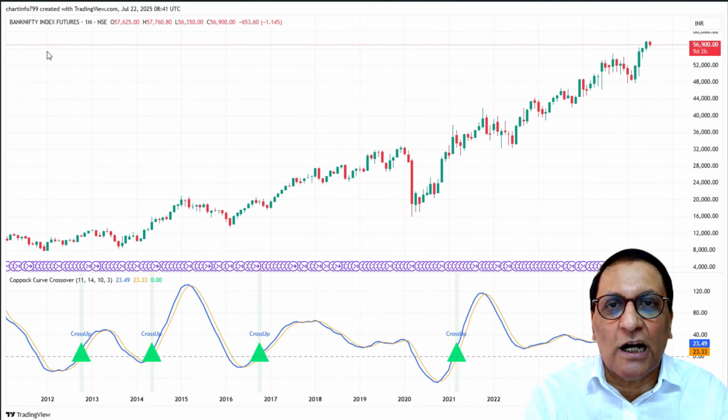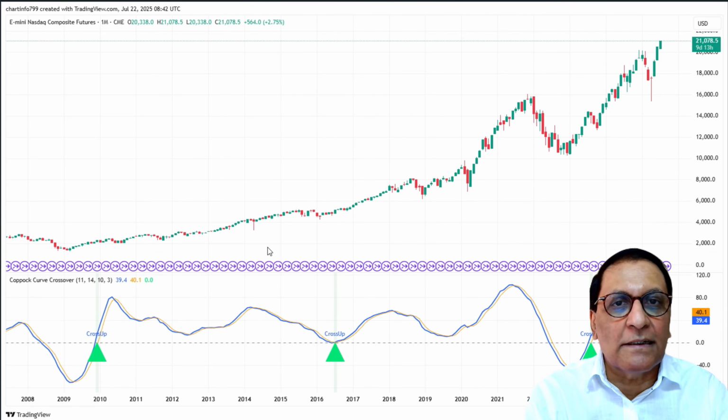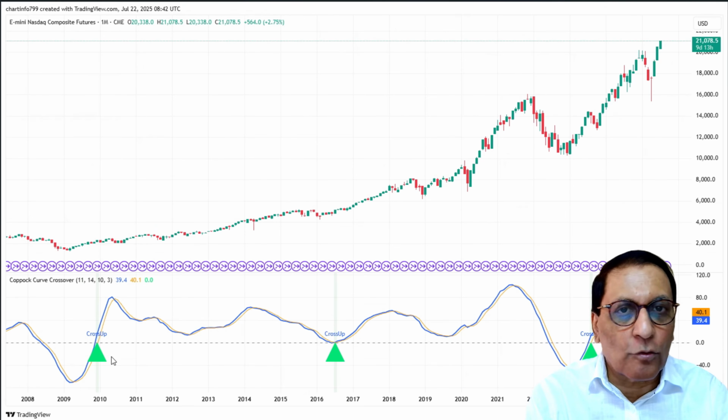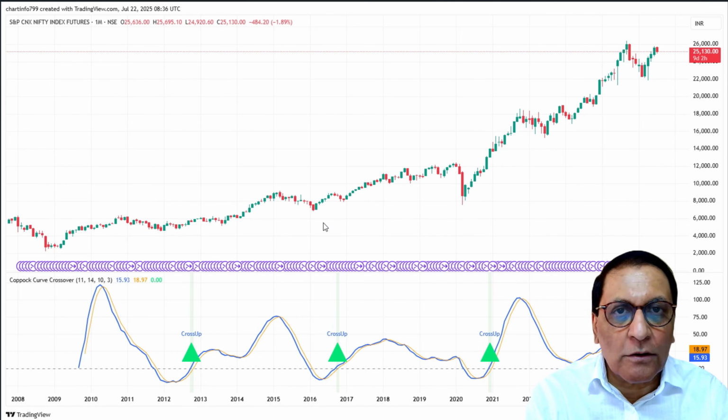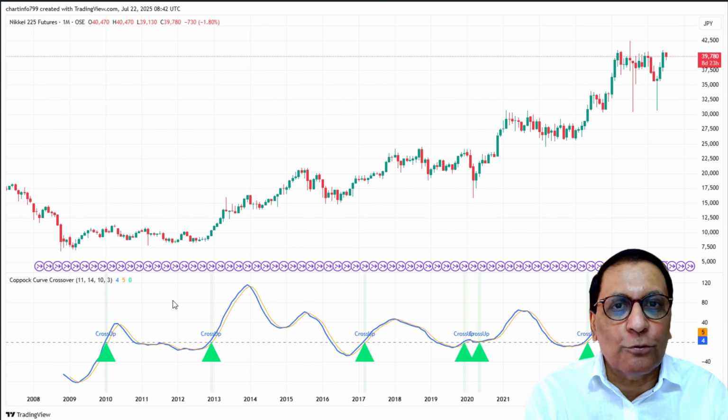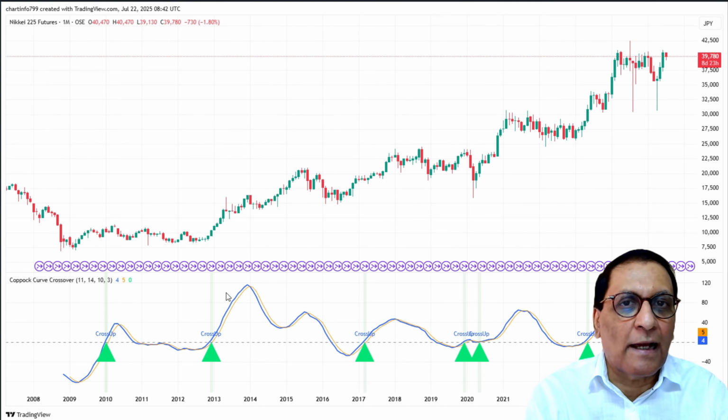Firstly, let us take a look at the chart of Bank Nifty, where you can see that the positive signals have caught huge bull runs. Next, we look at the E-mini Nasdaq, where again you can see that the green signals have caught the market bottoms with great preciseness. Thirdly, we look at the Nifty futures, where we can see that the green arrows have again caught the market bottoms with uncanny precision. And finally, we look at the Nikkei futures, where we can see that the green arrows have again caught the market bottoms with tremendous accuracy.